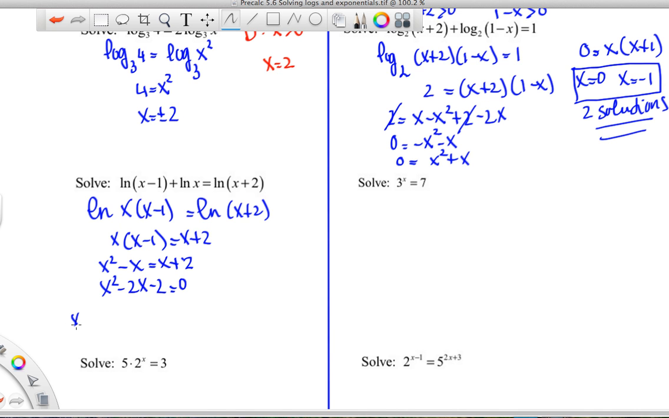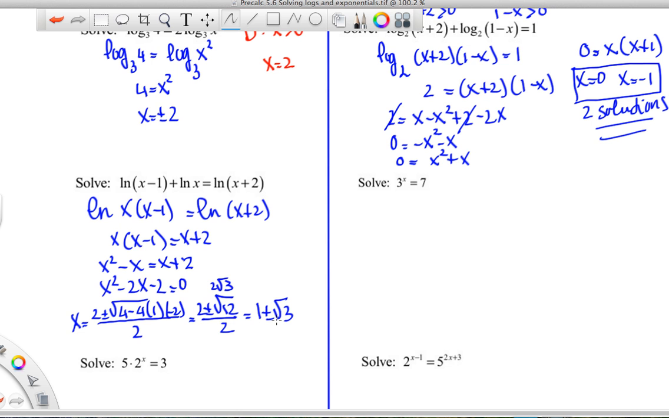So that means x is equal to negative b, so that's 2 plus or minus the square root of 4 minus 4 times 1 times a negative 2, all divided by 2 times 1. That's 2 plus or minus the square root of 12 with the negative canceling. That's 2 square root of 3. So all the 2's cancel. So 1 plus or minus the square root of 3.